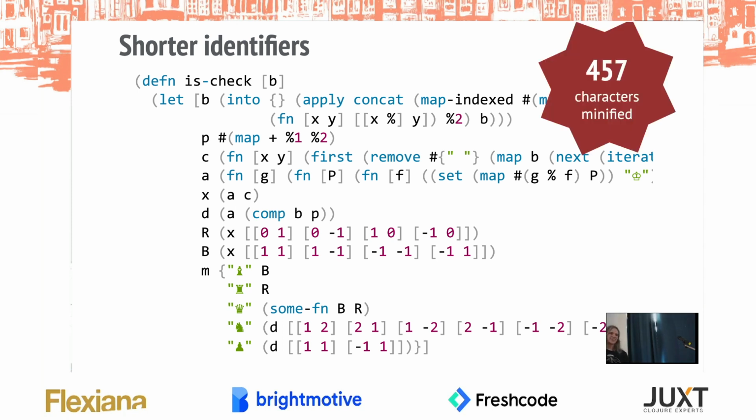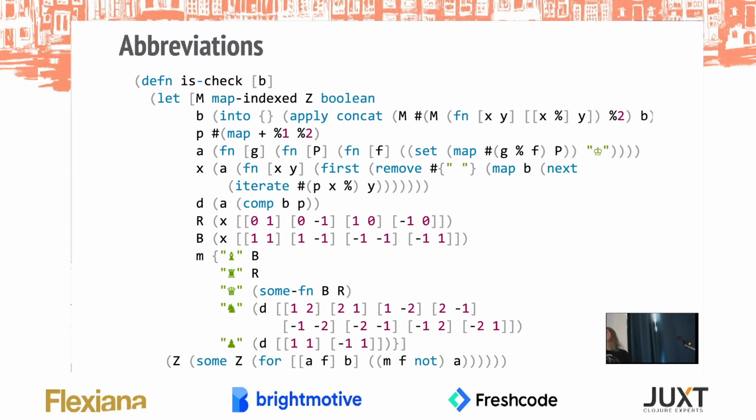We're shorter. Next thing is we introduce one-letter abbreviations for functions in Clojure. So notice we were using map-indexed more than once, and boolean, as we introduce one-letter names for them, and we no longer have to spell out the long names. Getting closer.